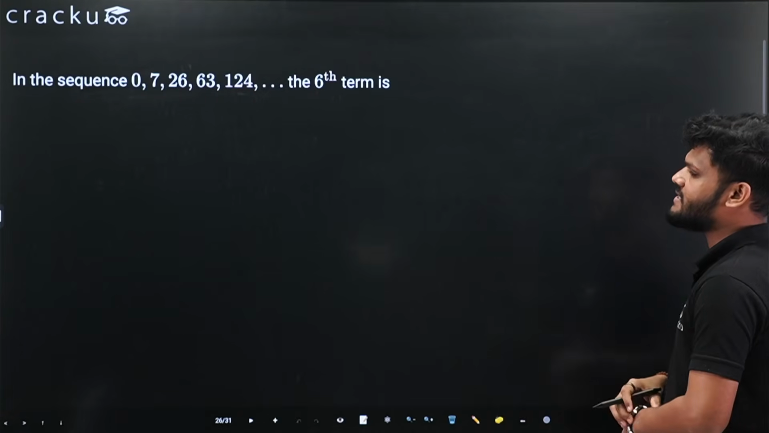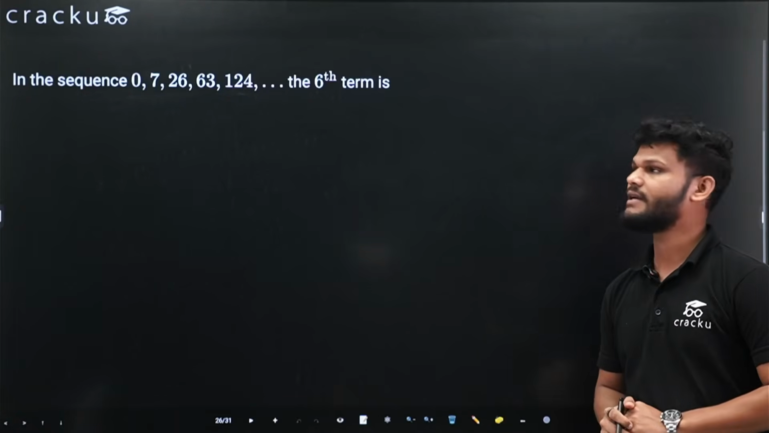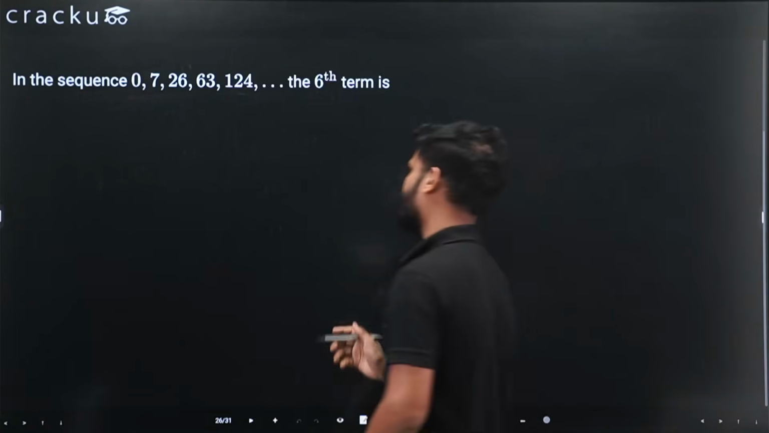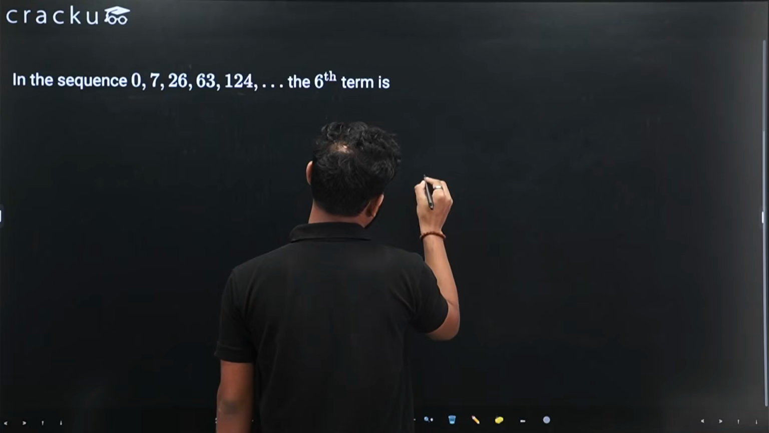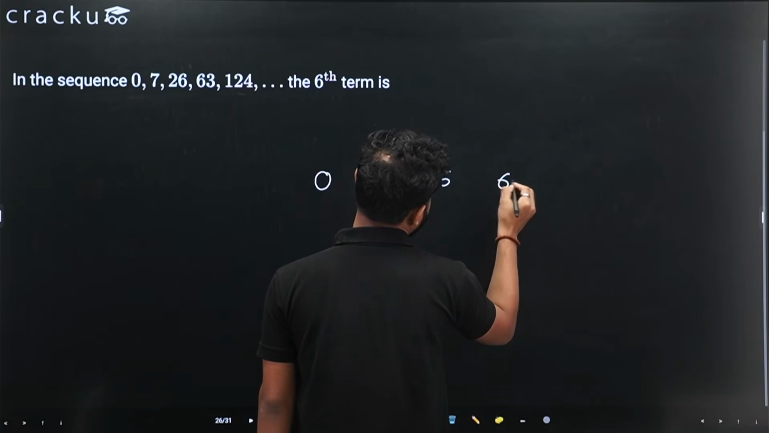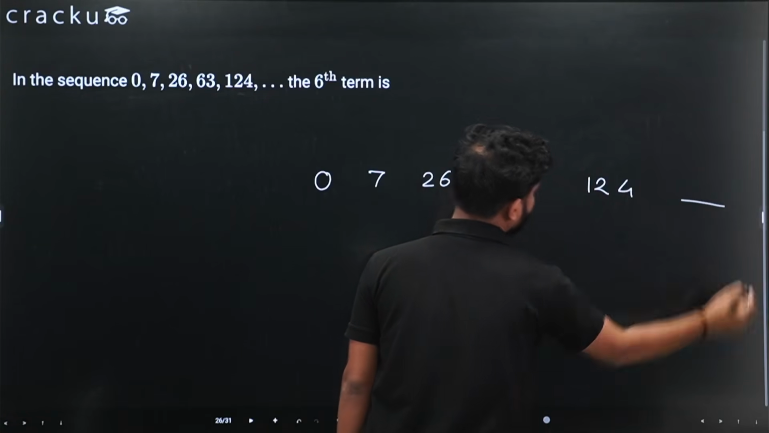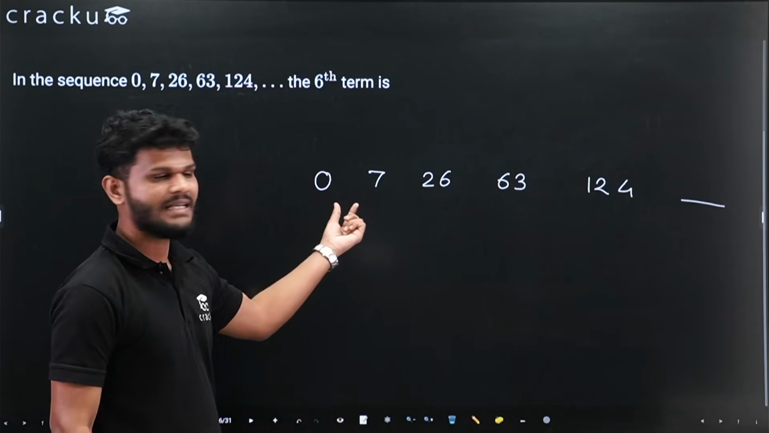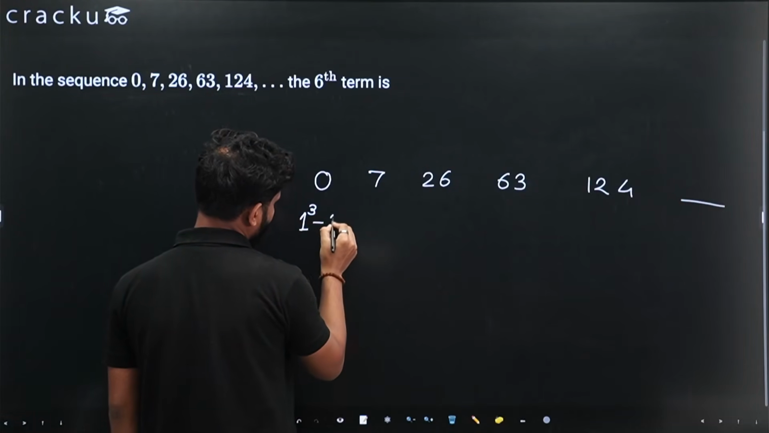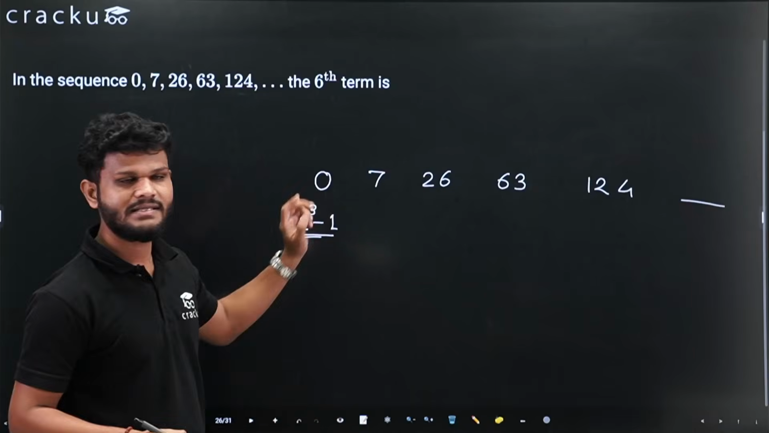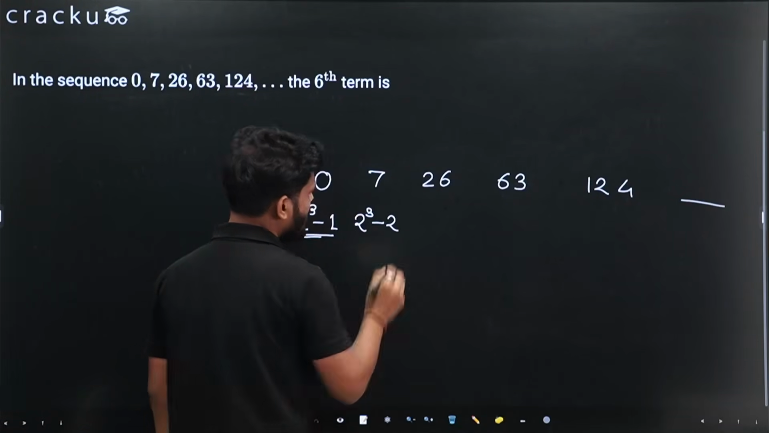In this question we are asked, in the sequence 0, 7, 26, 63, 124, find the sixth term. So I have 0, 7, 26, 63, 124, and I need to find the sixth term. So if you focus here, this is nothing but 1 cube minus 1. 1 cube minus 1 is 0. This is 2 cube minus 1.